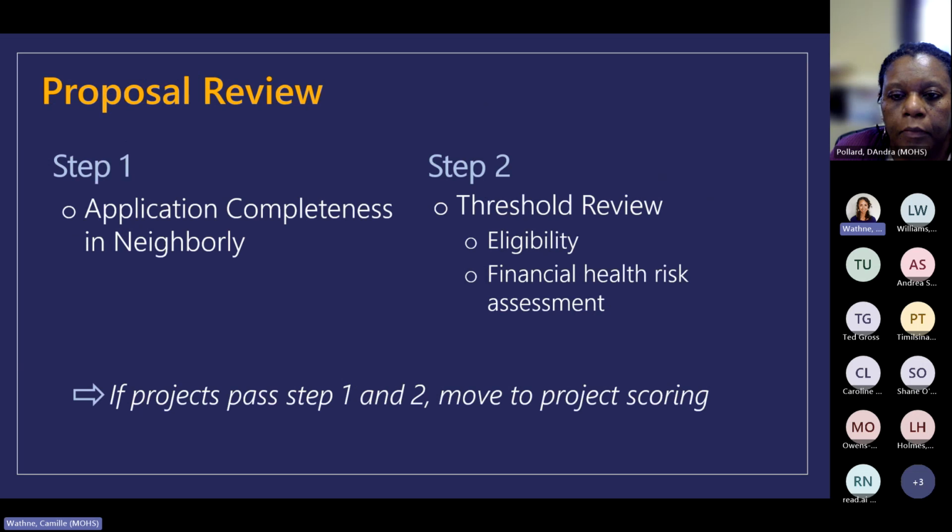The review of the proposals or applications includes a multi-step process. So first, we're just looking for application completedness in Neighborly. The system is designed to help you with this because most items are required in line with the application requirements. There are also some forms that need to be completed and signed off on at the end of the application.